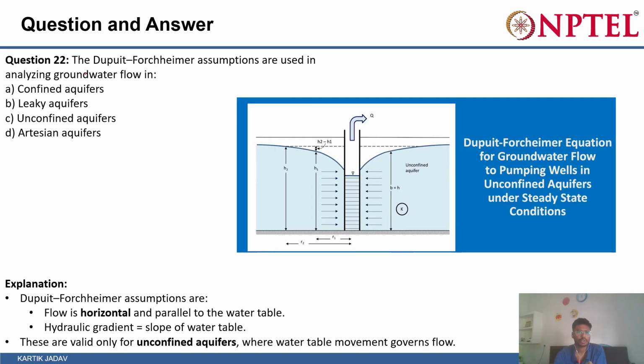Question number 22. The Dupuit-Forchheimer assumptions are used in analyzing flow. We know that it is generally fundamental in unconfined aquifers, okay, for a steady state condition. Correct answer is: under the Dupuit-Forchheimer assumptions, flow is always horizontal and radial towards the well, and parallel to the hydraulic gradient, which is equivalent to the slope of the water table.